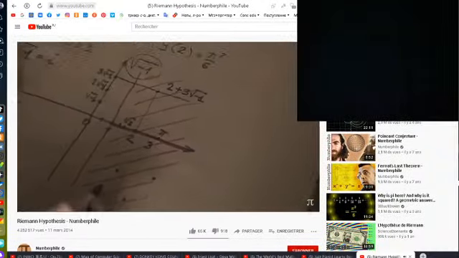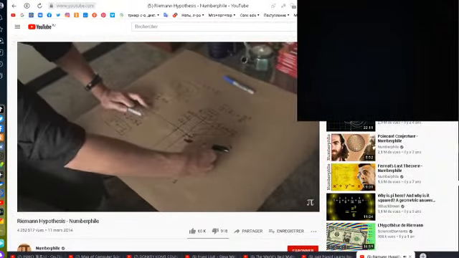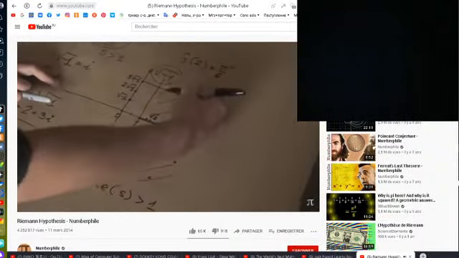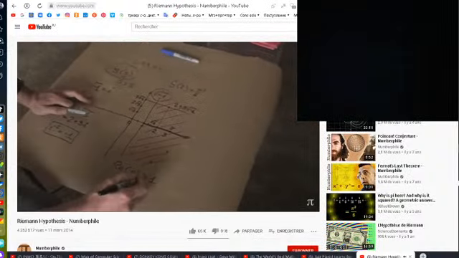Can the imaginary part go negative? Yes, the imaginary part can be negative or positive, but the real part has to be greater than 1.